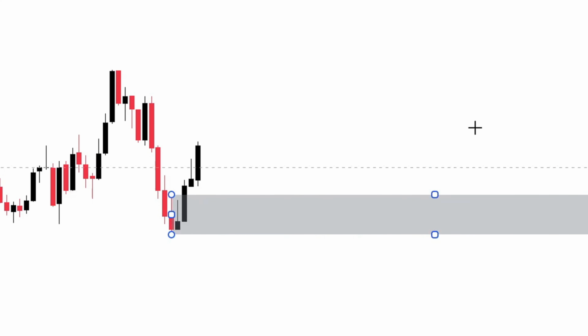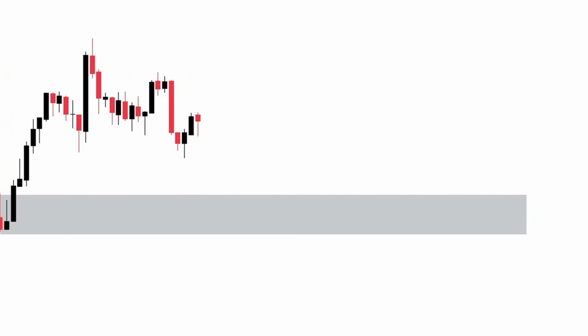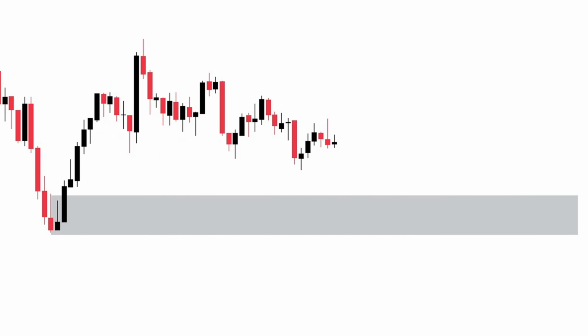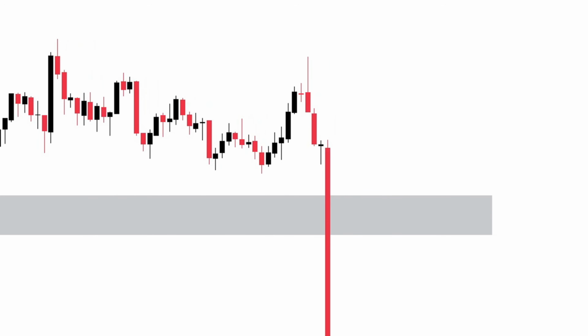The order block gets formed here, so we mark the zone and we wait for institutions to mitigate and use the liquidity to enter bigger positions so we can follow their footsteps. Oh, why did this happen? That is an instant loss.